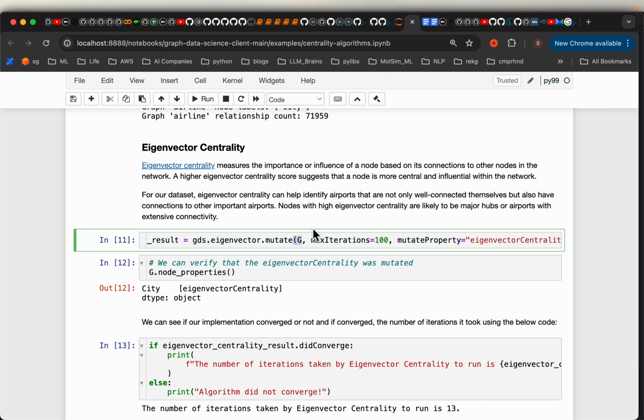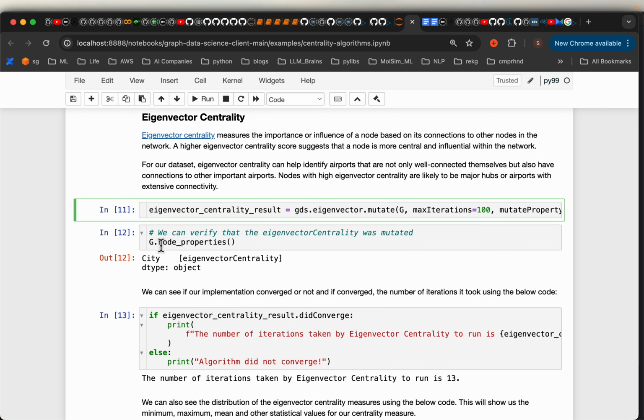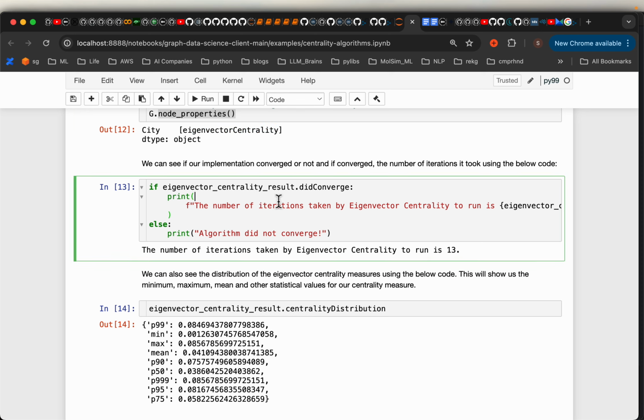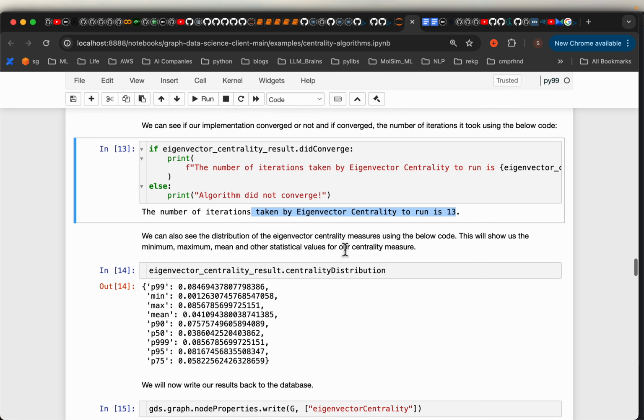And when we mutate the results back to the projection, this is the name we want to give to this property, eigenvector centrality. Okay, so just run this algorithm, and then if this property is written because of mutate, we can verify it. So you just ask for the node properties. This time it should have eigencentrality. Okay, and here we are just checking if the algorithm has converged and how many steps it took. Yes, the algorithm indeed converged and it took 13 steps.